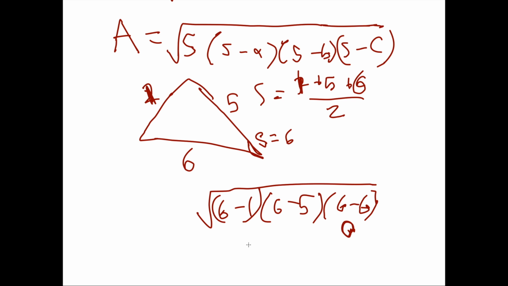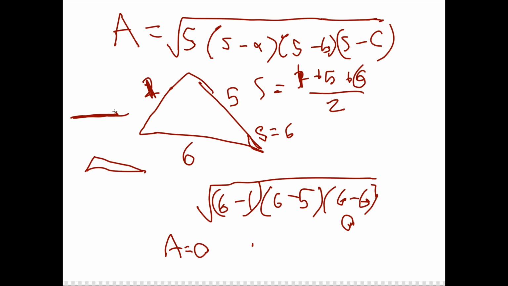Okay, so why does that make sense? Why is the area here 0? A triangle with sides 1, 5, and 6: 1 would look like this, 5 would look like this, and 6 would look like that. Oh wait, no, this would be a flat line, right? Because 1 plus 5 is 6, it'd be a flat line. That would be the 1, and that would be the 5. Okay, let's try another triangle. Ah, that's a flat triangle. That's what I call it.